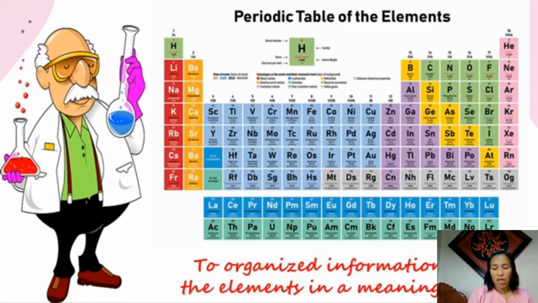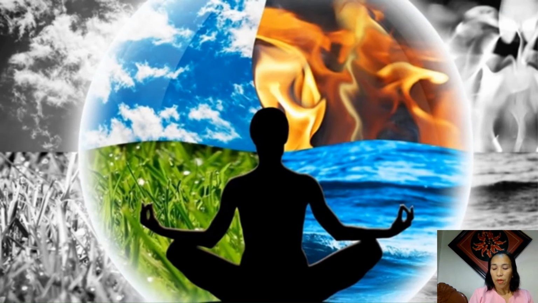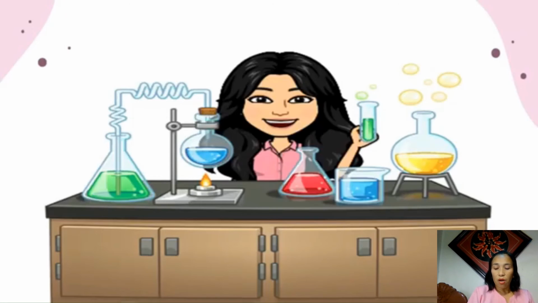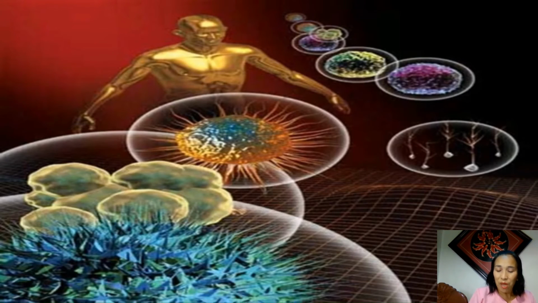What do you think is the use of the periodic table? Chemists developed the periodic table to help them organize information about the elements in a meaningful way. The periodic table organizes the elements according to their properties. Many elements are found in nature and are called naturally occurring elements. Other elements have not been found in nature but can be produced in the laboratory.